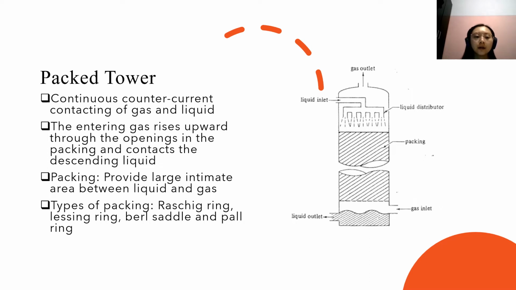Packed tower is a unit operation of the absorption process. It is used for continuous counter-current contacting of gas and liquid. The entering gas enters the distributing space below the packed section and rises upward through the openings in the packing and contacts the descending liquid flowing through the same openings. The function of packing is to provide large intimate areas between liquids and gas. There are a few types of packing, which are Raschig ring, Lessing ring, Berl saddles, and Pall rings.